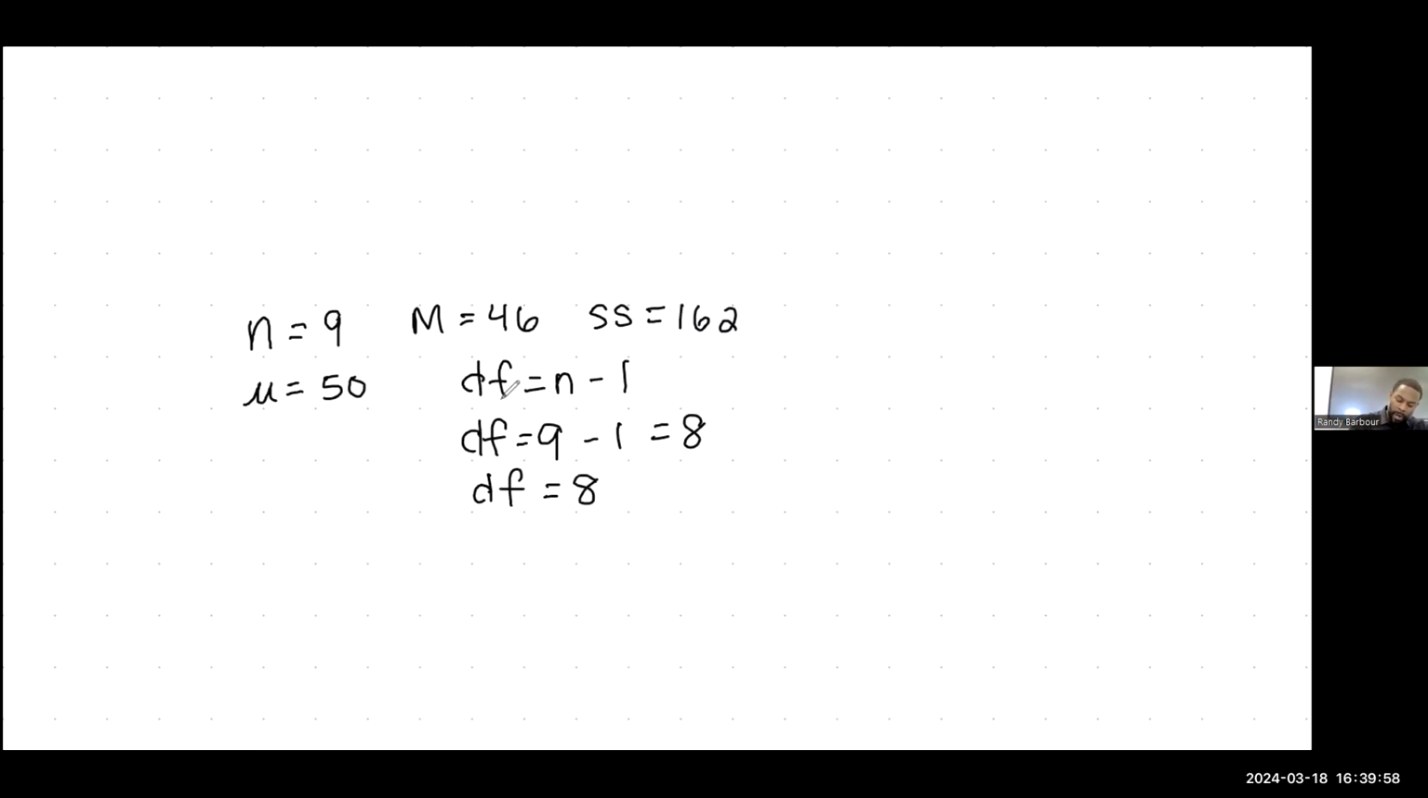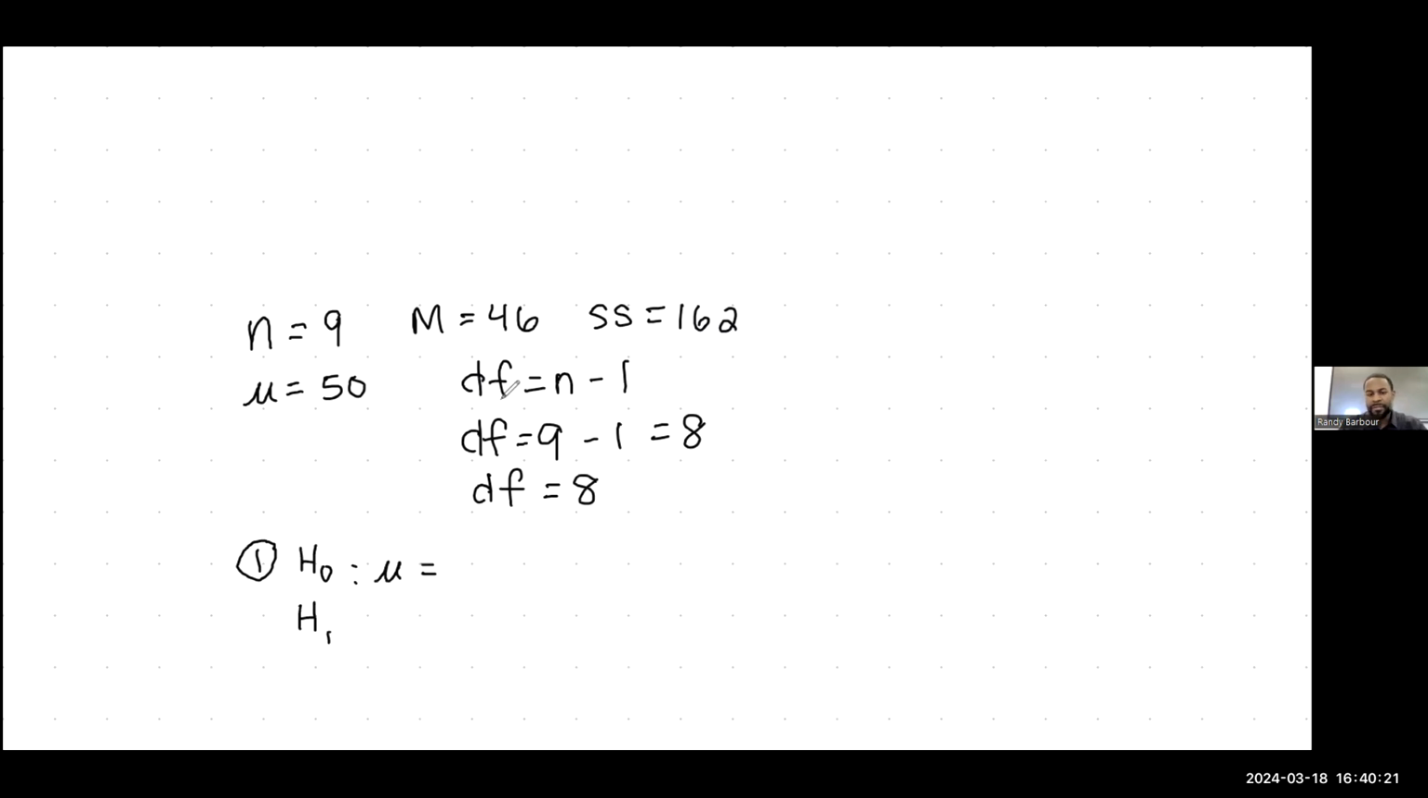So step one for hypothesis testing, okay? You have to identify your null hypothesis and your alternative hypothesis, okay? So our null hypothesis for our research is going to be our mean equals 50, okay?